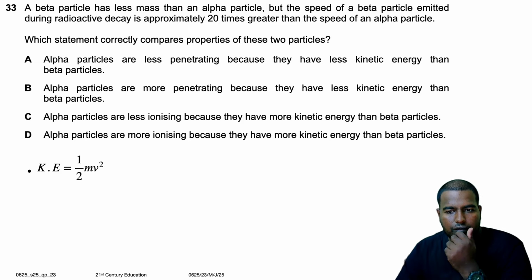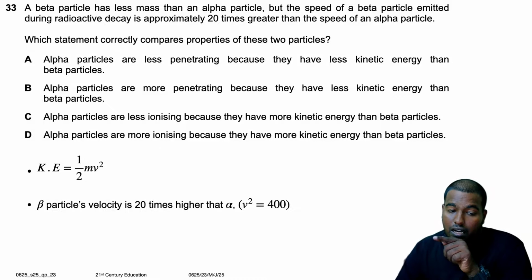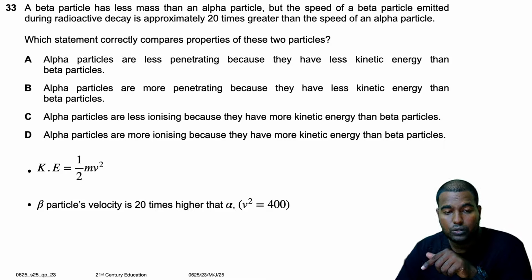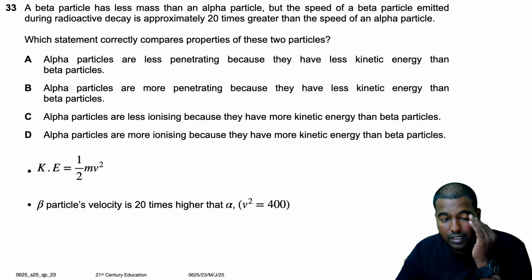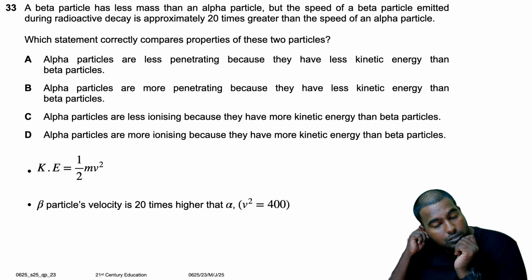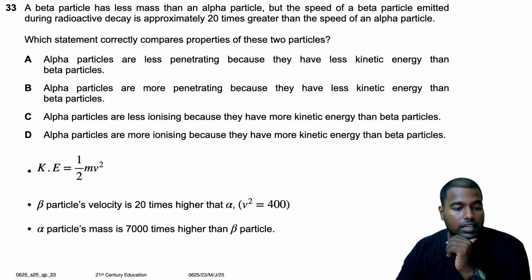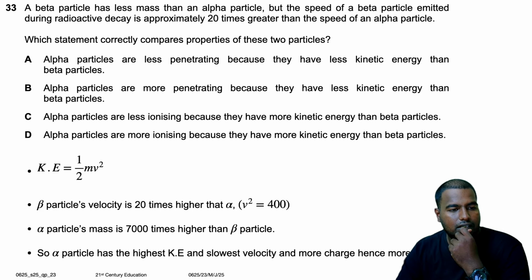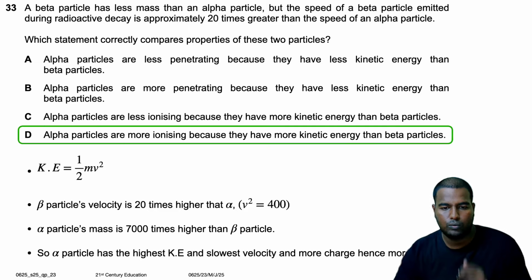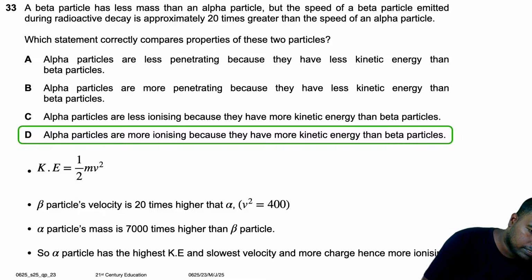Kinetic energy is half m v square, we know. The beta particle's velocity is 20 times higher than alpha's. It's half m v squared, so the velocity squared part is 400 times higher than the alpha. But the alpha particle's mass is nearly 7,000 times higher than the beta particle's. So the alpha particle has the highest kinetic energy. Because of that, it is more ionizing. So D, more ionizing. Yes.